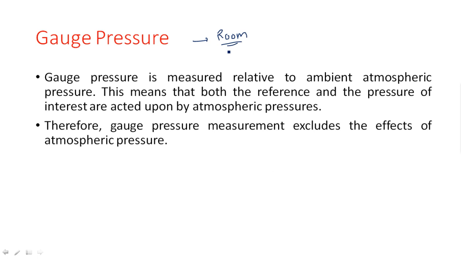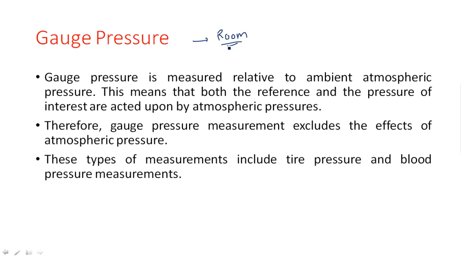Therefore, gauge pressure measurement excludes the effects of atmospheric pressure. These types of measurements include tire pressure and blood pressure measurements. We have some pressure inside the tires, and blood pressure in human beings. In such cases, we call that pressure measurement gauge pressure.